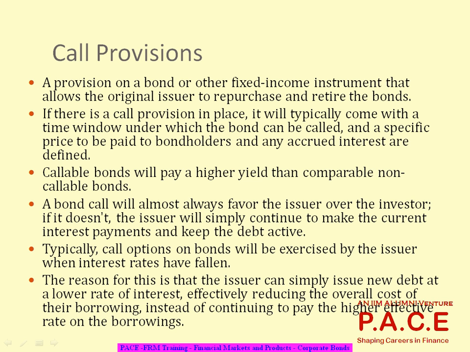If it does not, the issuer will simply continue to make the current interest payments. He will not call back. He'll just continue with the existing bond. If the interest rates are not falling, typically the issuer can simply stick to the existing bond itself and will not call them back. Call options on a bond will be exercised by the issuers when the interest rates are going down. The issuer can simply reissue the debt at a lower cost. That's the prime reason.